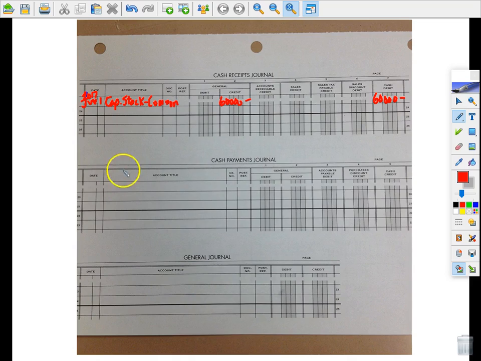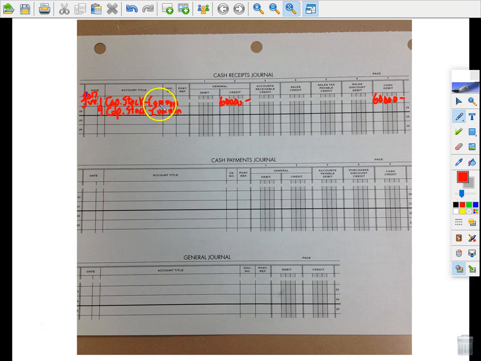Well, on the 9th, it's a little different because it's $10 par value stock, but we're selling it for $10.50. So we're selling it for just a little bit more than the stated value. Okay, so this entry is going to look a little different. The actual credit to capital stock common, so here's that same account title we used before. We're going to credit this for the par value.